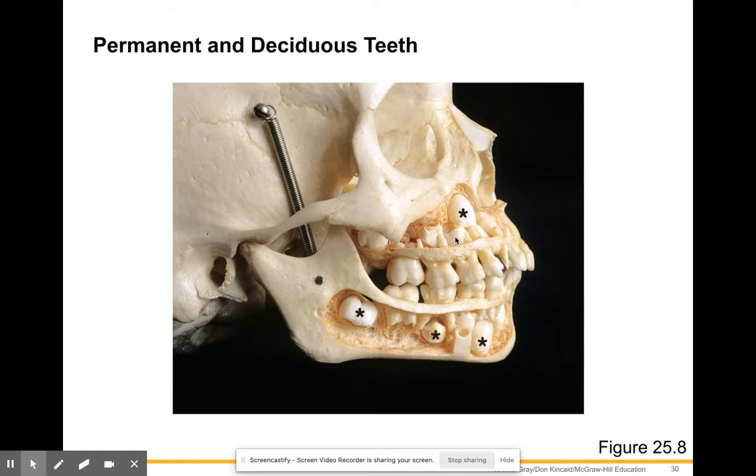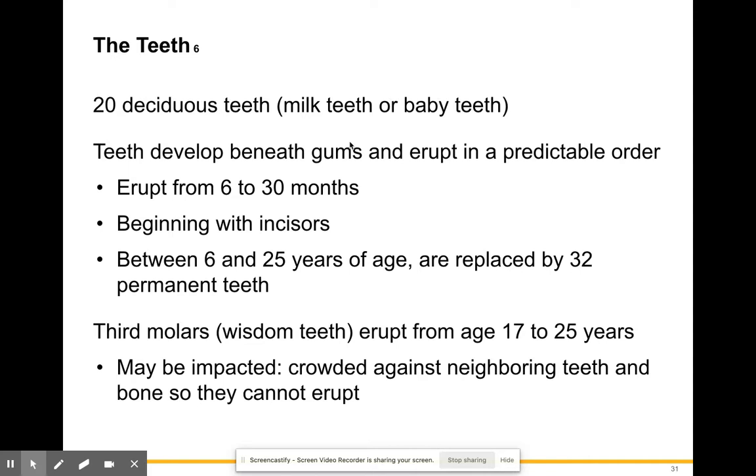Okay, babies have 20 teeth. We said that before, 10 on the bottom, 10 on the top. Teeth develop beneath the gums and erupt in a predictable order. As doctors and scientists, we kind of know what teeth are supposed to come first, what teeth usually come second in babies, and for the most part, they're pretty accurate. They begin erupting around 6 to 30 months.